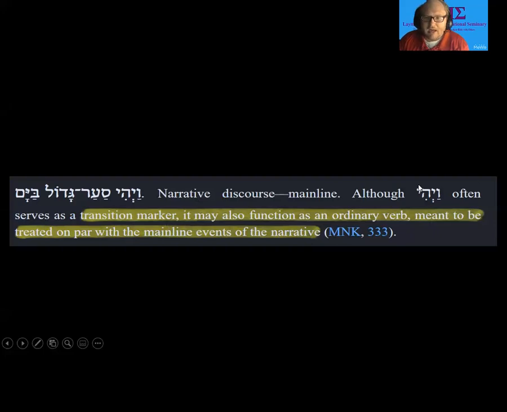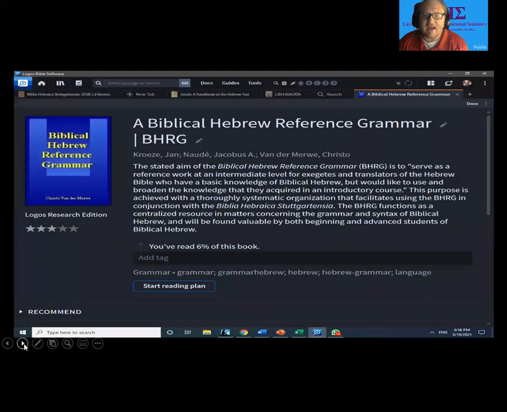So right here, it's mentioning that it can function as a transition marker, as an ordinary verb, meant to be treated on par with the mainline events. So it's almost treated exactly like the other vayetos. And so it references this right here. I think, yeah, I already put it here. This particular reference grammar.